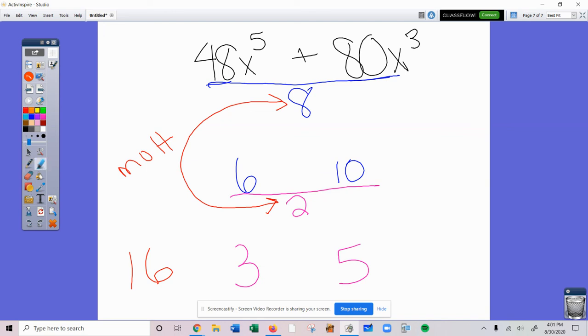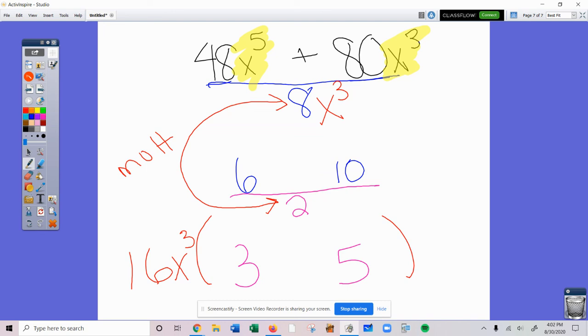But we're not done finding our GCF because we can't forget our letters. So we said to find that, we would use the smallest exponent. They both have an x. The smaller exponent is 3. Okay, so since my smallest exponent is 3, I now have 16x to the 3rd. I'm multiplying that because that's what factoring tells me to do.